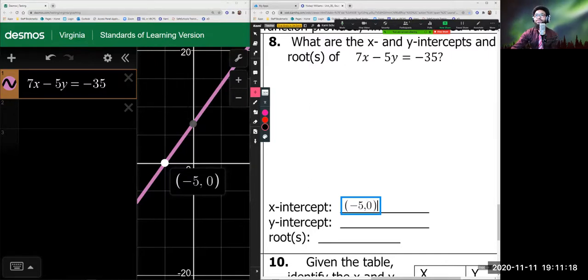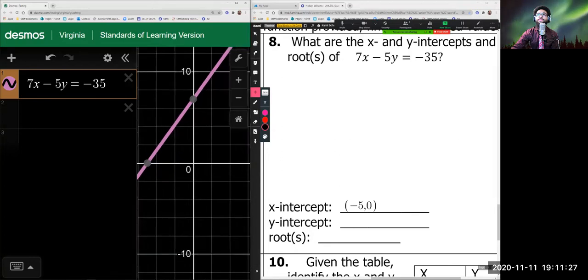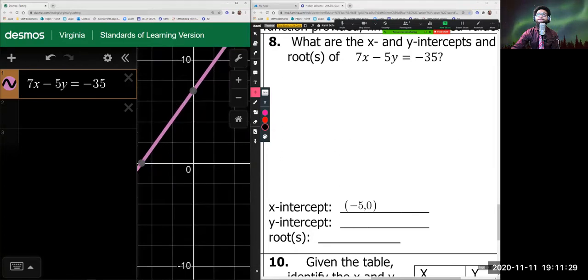Our y-intercept is going to be where it touches on the y-axis. That's this point here, 0, 7. All right, 0, 7 here. So let's type that in as our y-intercept. 0, 7. Did I type a negative sign? I did. All right.